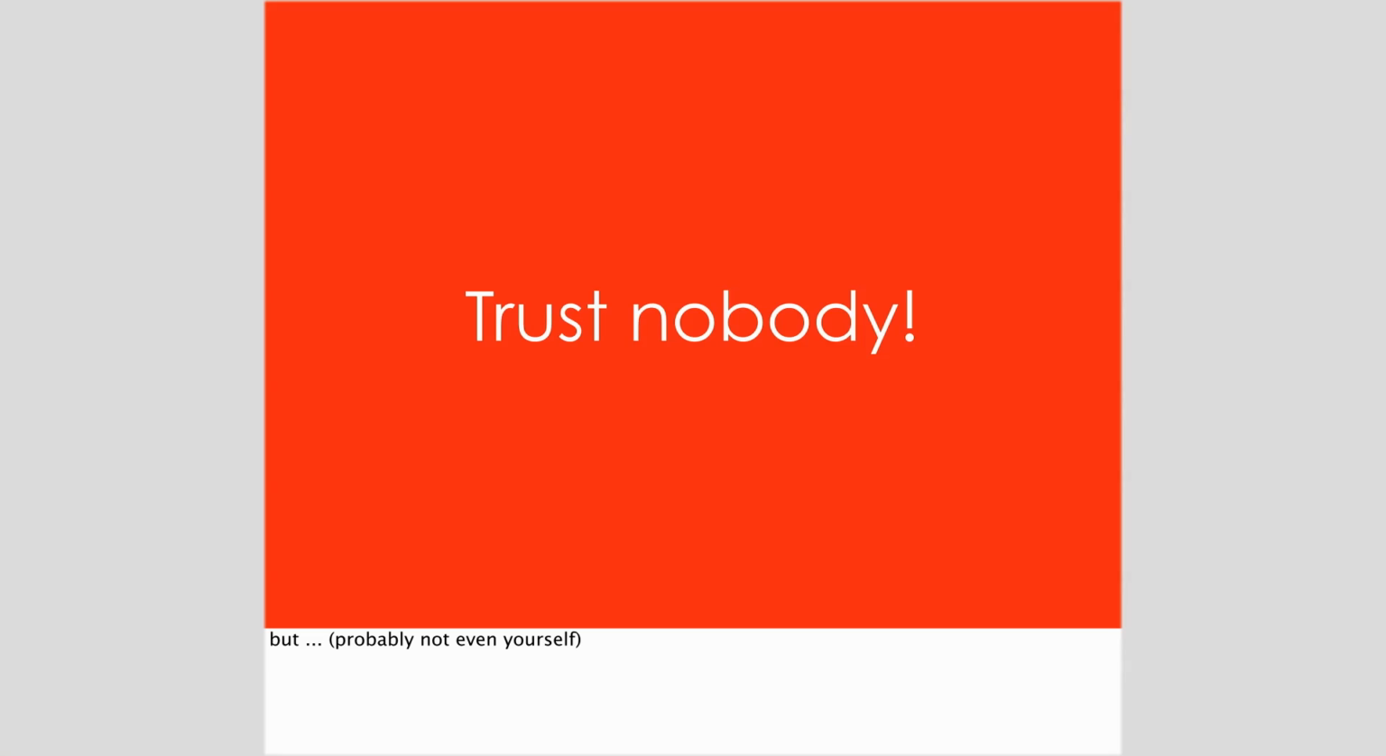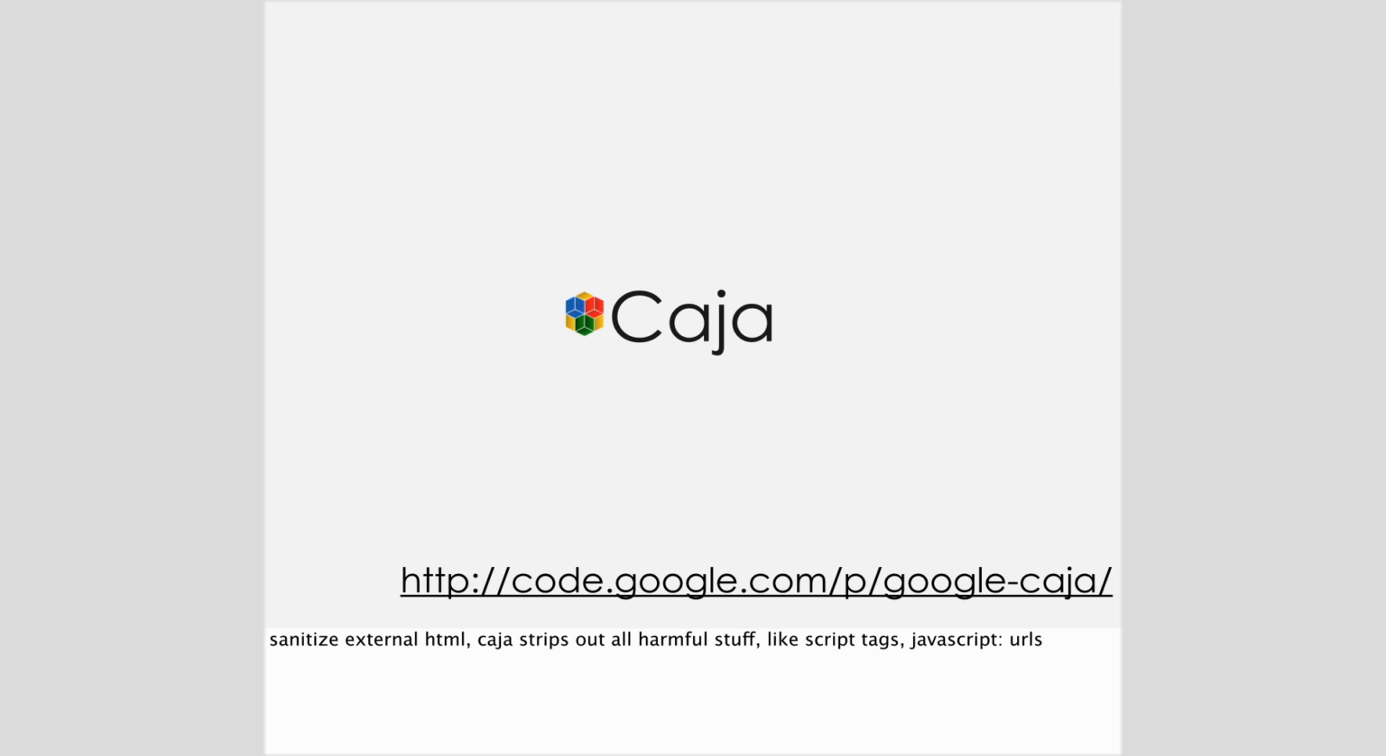Of course, Embedly also has some sanitation in it, so they also take care that there are no script tags and no invalid stuff coming in, but you should really trust nobody and not even yourself, probably. So sanitize external input, and one library to do this is called Caja. It's built by Google, so they know their stuff and they're using it themselves. It sanitizes HTML and strips out all things that you don't want to have in there, like script tags, invalid URLs, and all that.